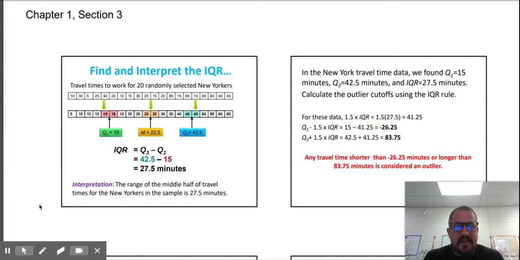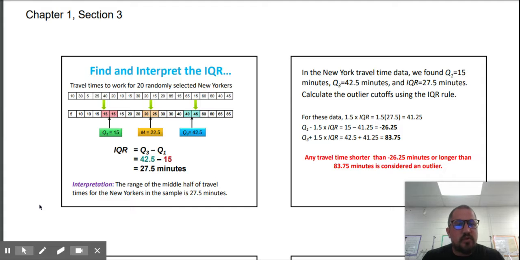Now, the interpretation of that goes back to the problem, which is travel times. So the middle half, or the middle 50% of travel times for New Yorkers is 27.5 minutes. That's the middle part. It's between 42.5 and 15. That's where that middle 50% of New Yorkers are, that's how long it takes them to travel.